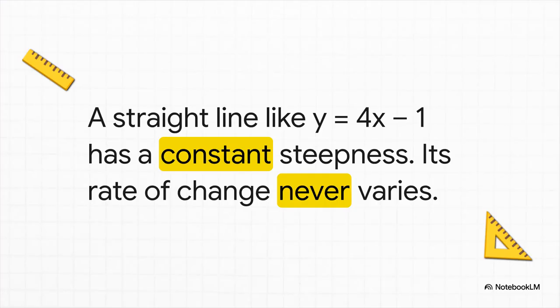Think back to that graphing problem from our toolkit. Draw the line y equals 4x minus 1. The key word there is line. It's straight. That means its steepness, what we call its rate of change, is always the same. It never changes. No matter where you are on that line, it's got the exact same slope. Super easy to measure, super predictable.